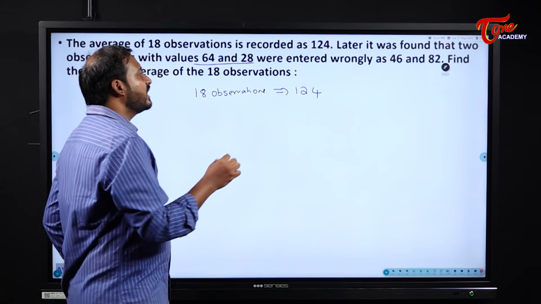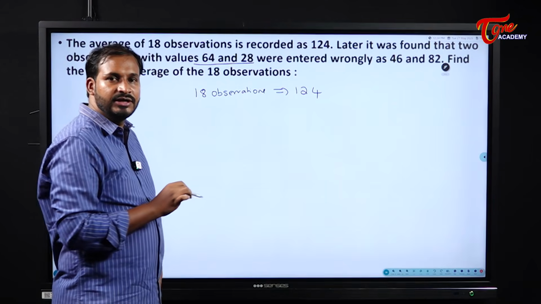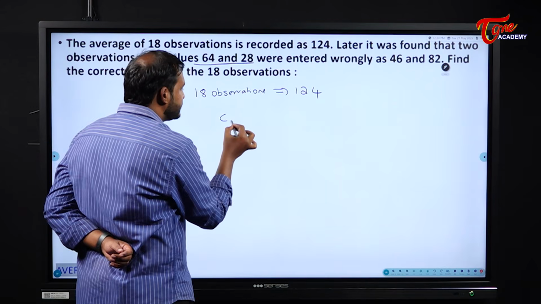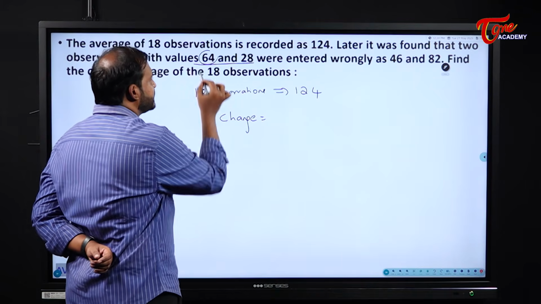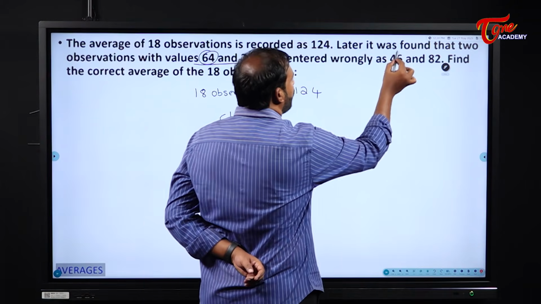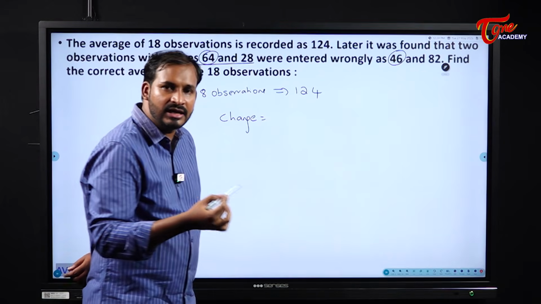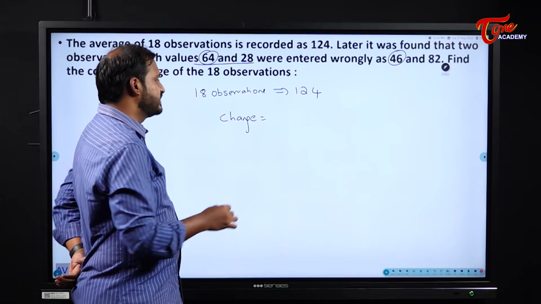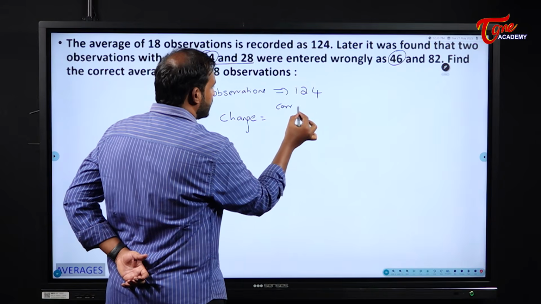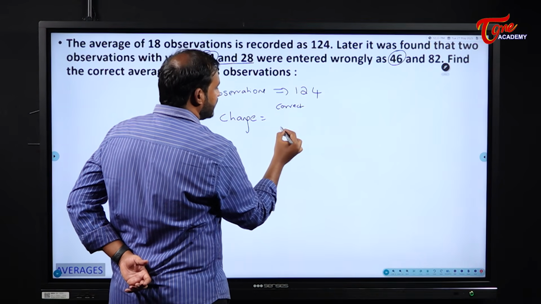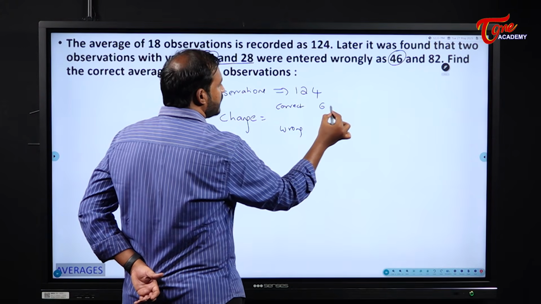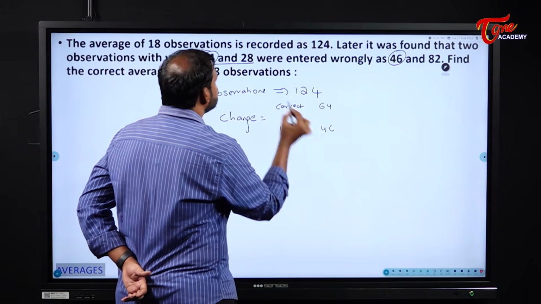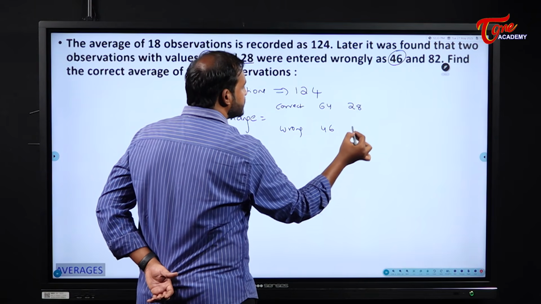But we need to observe what is the change here. We need to calculate the change. Please tell me what is the change for us in this case. Actually it should be 64, but it is written as 46. Let us assume both, correct and wrong. Correct is 64 and wrong is 46. And correct is 28 and wrong is 82.